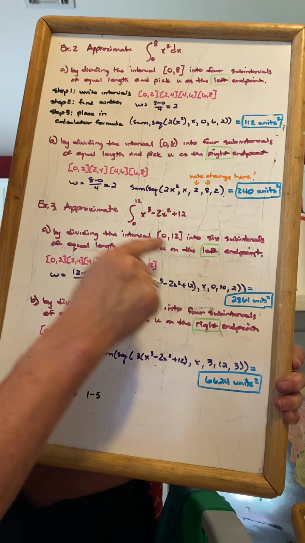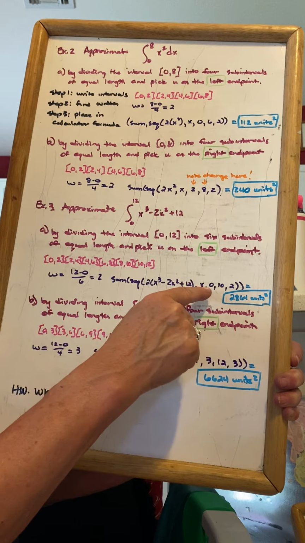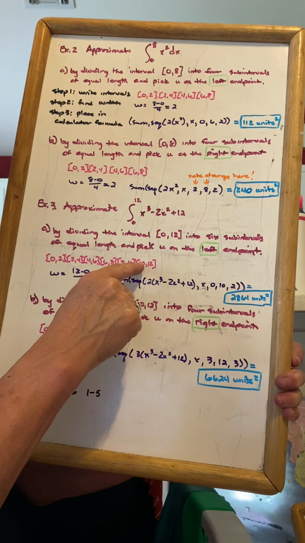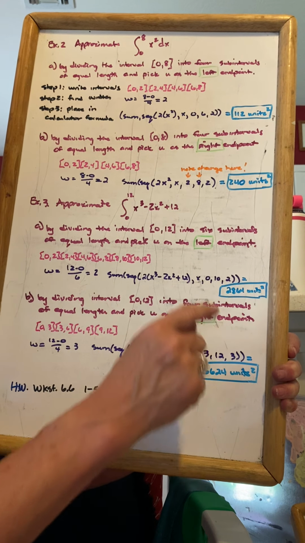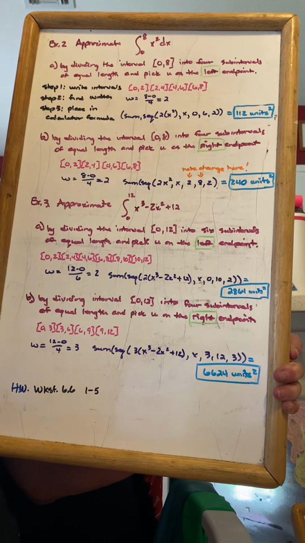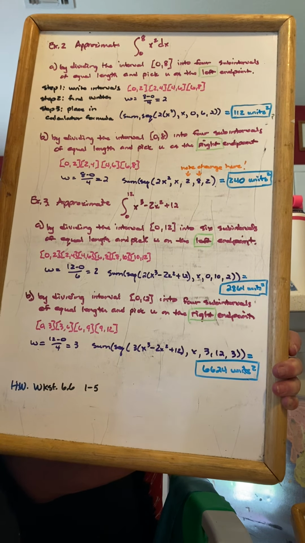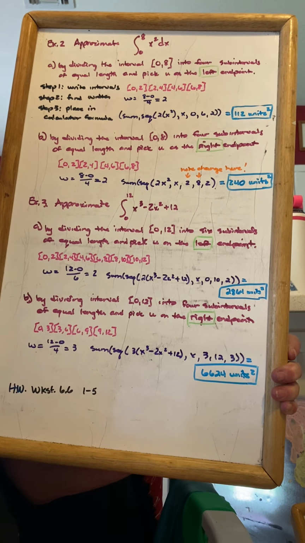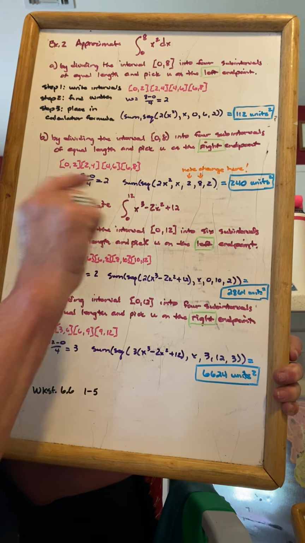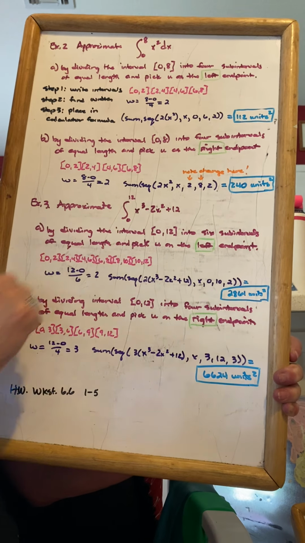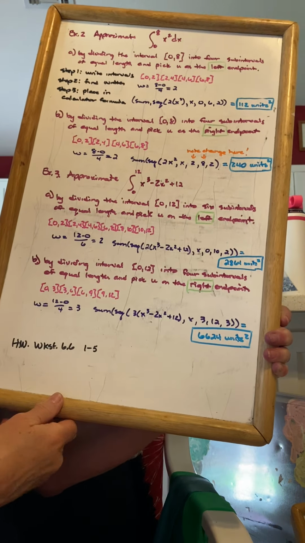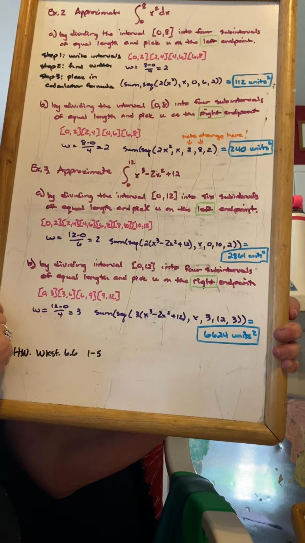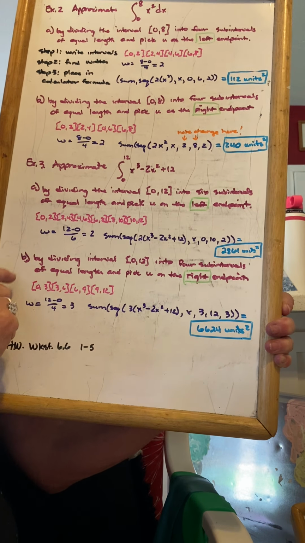Left endpoint, left of the first is 0. Left of the last is 10. And the width is 2. And I get 2,864 units squared. A large number. But remember, this is a cubic and it's going to go on forever, and it's from 0 to 12. 12 would be way up there. I don't expect you to graph these, at least not with perfection.